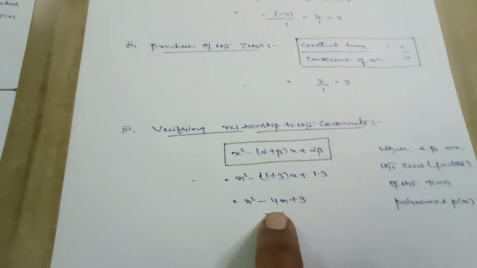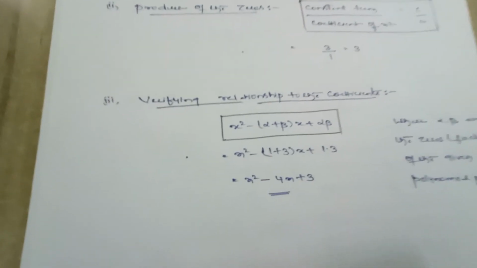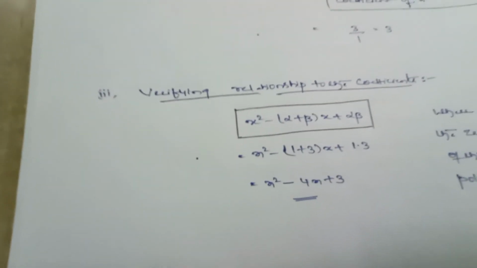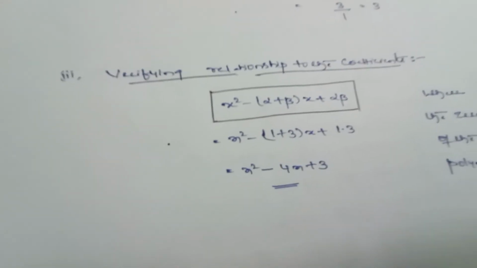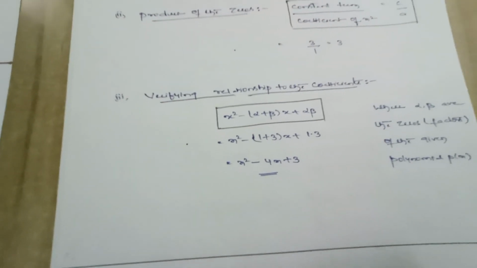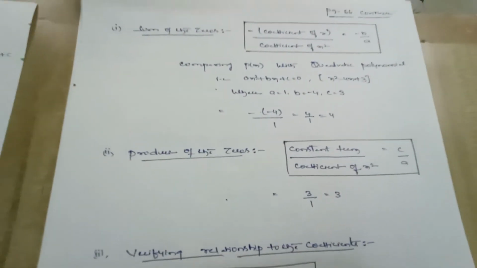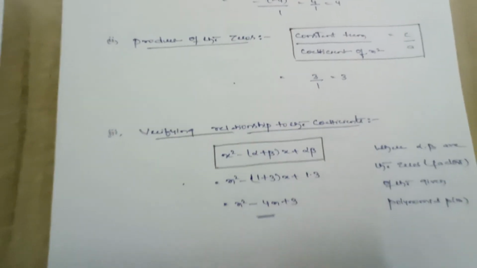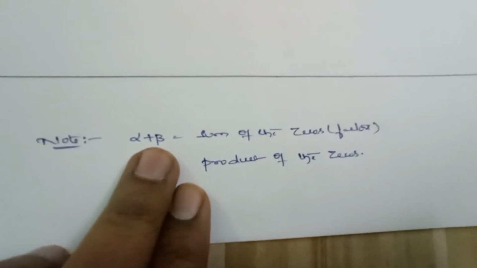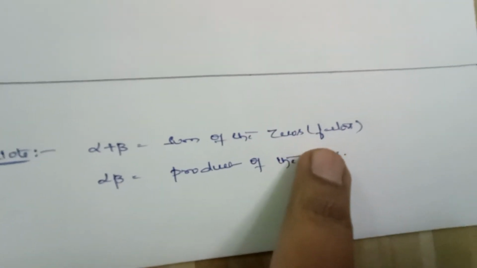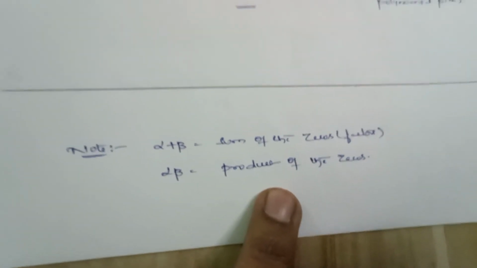This is a very important sum. Whenever this sum is given in the exam, you have to find the factors and the zeros of the polynomial, find the sum of the zeros and the product of the zeros, and also verify the relationship between them. I have mentioned here under the note: alpha plus beta is the sum of the zeros, alpha beta is the product of the zeros.